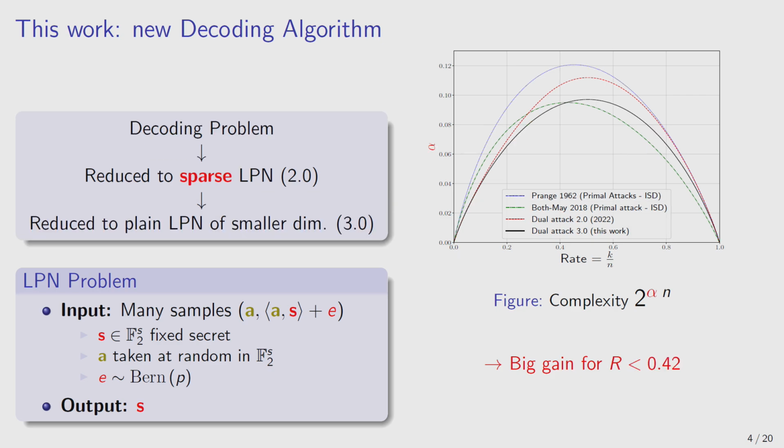And now, in this work, what we will notice is that in our first reduction to LPN in 2.0, the LPN problem we reduced to was in fact sparse, which means that the secret has a small Hamming weight. So in this work, we will use the sparseness of the secret to reduce to a plain LPN, but of smaller dimension. I have plotted in black here the curve we obtain with our new algorithm, and we beat all of the previous decoding algorithms for rates smaller than 0.42. Just to say, all these curves are plotted at the hardest decoding distance.